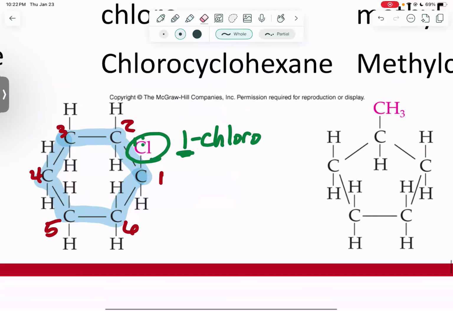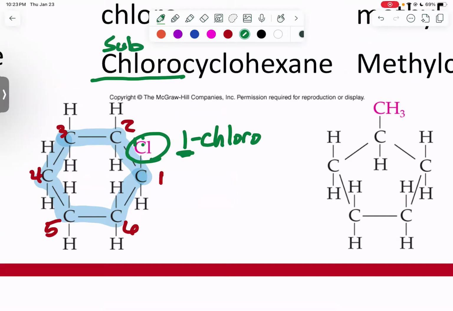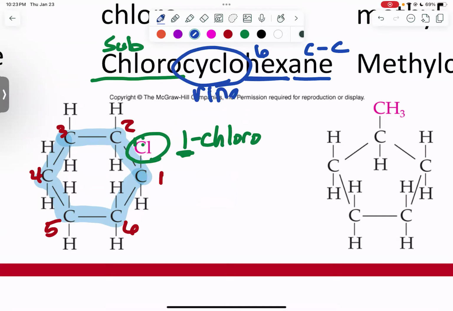So you would just call this chloro. That's my substituent. And then you have your parent, which is 6 carbons long. That's the hex. ANE tells me all carbon-carbon single bonds. And then the cyclo tells me it's a ring. So I would say chlorocyclohexane.